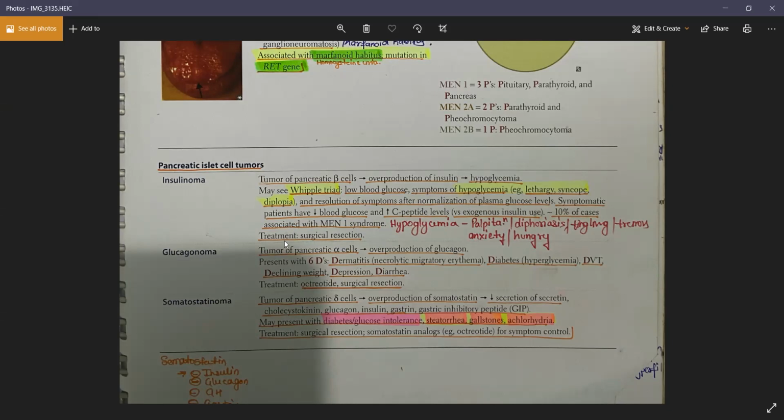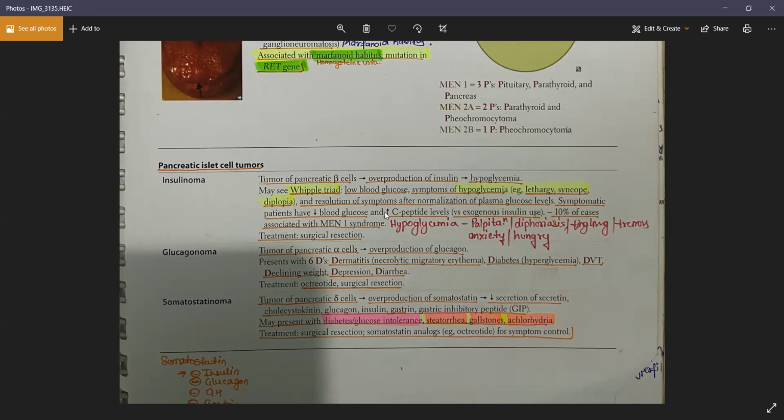Okay, so low blood glucose. Along with the low blood glucose, you will have the symptoms of low blood glucose, and the symptoms resolve after normalization of blood glucose level. C-peptide level must be high to ensure that you are having a high insulin production endogenously, because Step 1 will ask you this fact.